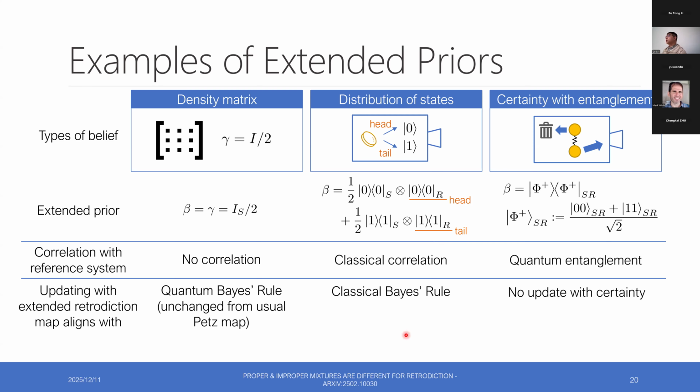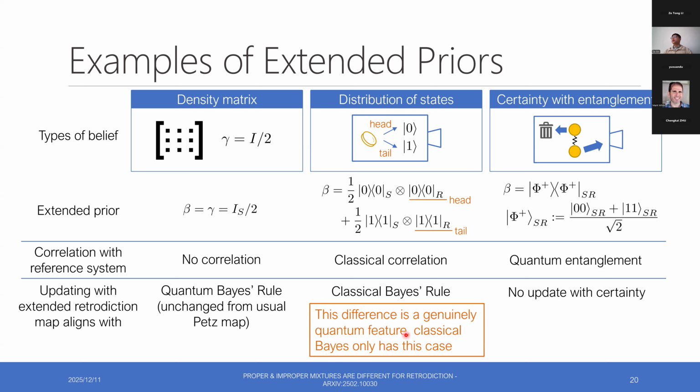For the entanglement case, the prior is simply an entangled state. We have a quantum entanglement between the system and the reference, and this also gives you exactly the same result, that we do not make any updates. Yeah, the classical Bayes rule only has the case in the middle because a classical state could only be a distribution of different states.